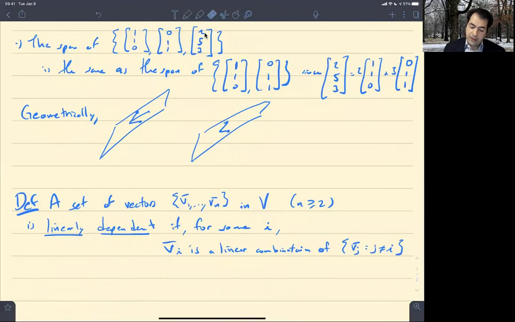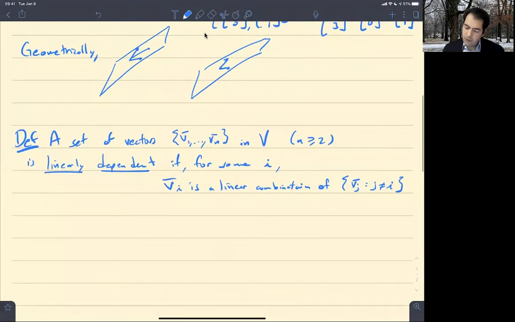So we're exactly looking for redundancy. We're going to say that a set of vectors is linearly dependent if one of the vectors is redundant. You can obtain it as a linear combination of the other ones. Okay, that's if you have more than one vector.